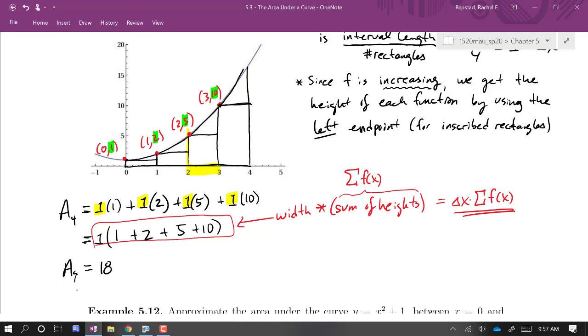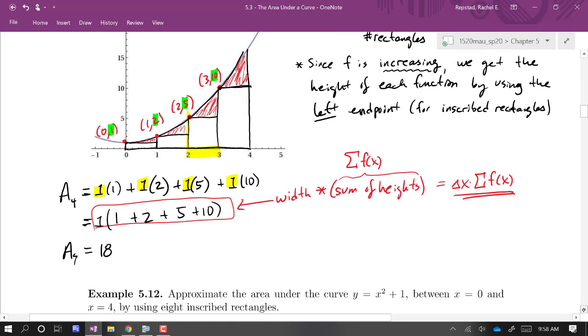I can tell that because I've used these inscribed rectangles. So look at all of these pieces. I haven't included these pieces I'm shading in. That's the parts I've left out, right? So I know for sure that the area I want is going to be more than 18.